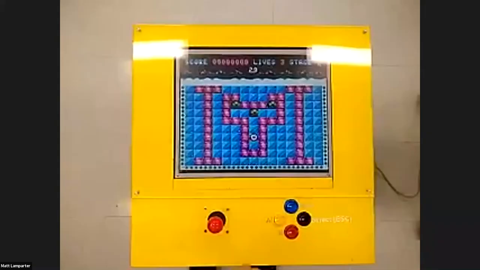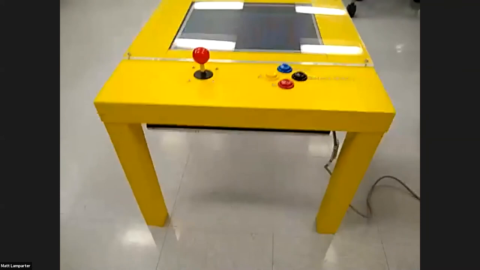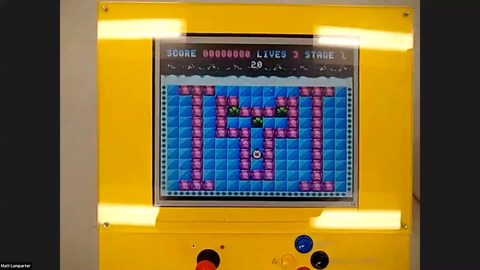All right. So really quickly, this is something that folks made in our makerspace. This is a cheapo IKEA table. People put a little computer in here called a Raspberry Pi and a screen. And now we've got a little arcade game. So I can control, do various games, run through here.